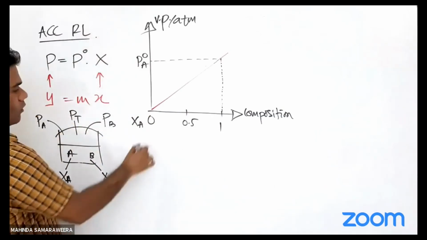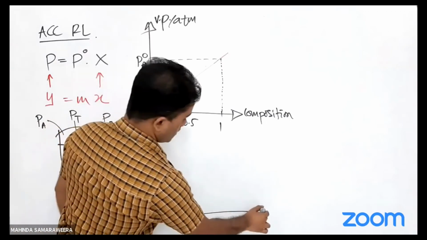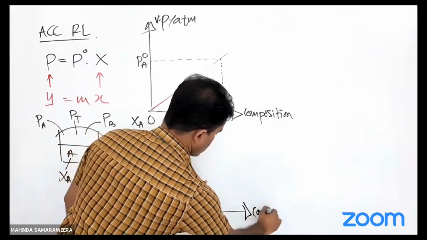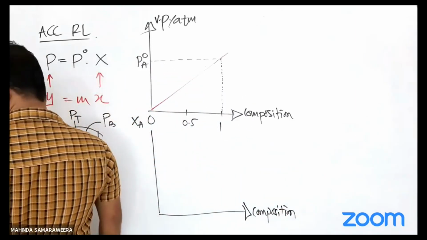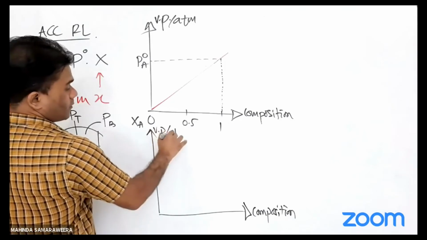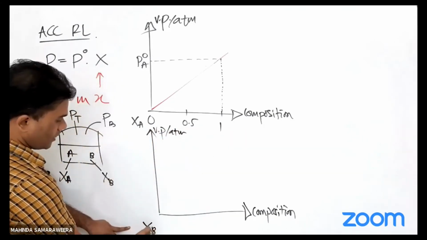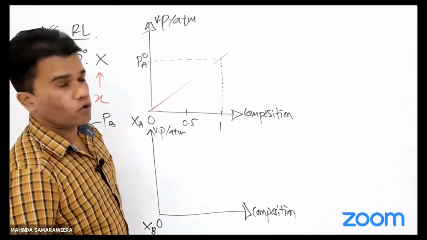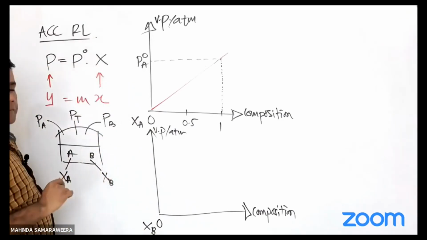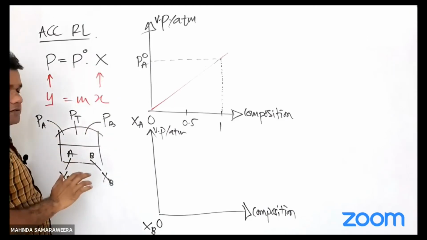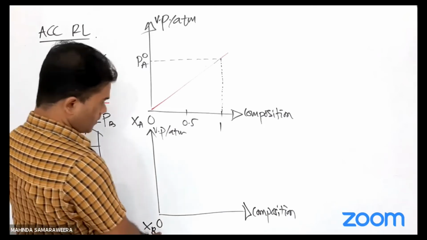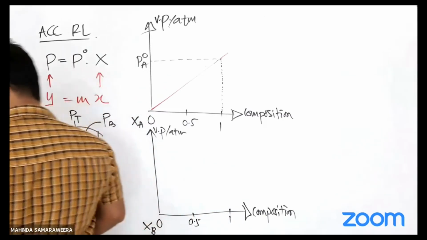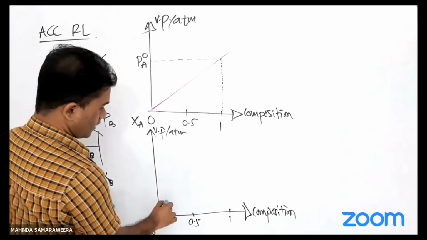You can do the same thing for B also. You can draw this graph again. It's very similar to A. Composition on the x-axis. Can you see it? Yes. This is vapor pressure in atm. Now this is the mole fraction of B. Here again, PB equals P naught B times XB. That's the equation when you apply Raoult's law to B. Then the variation is again y equals mx type. So I can put it like this. XB increases from 0, then 0.5, and you get 1 here also. PB varies like this, linearly, y equals mx type, like this.